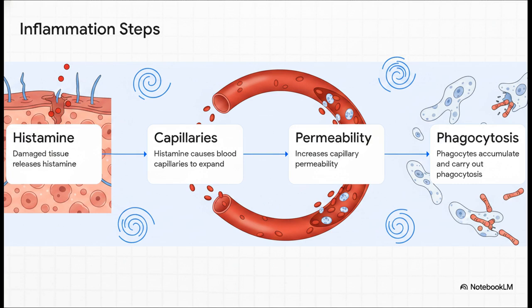Step 2, this histamine causes the local blood capillaries to expand, bringing way more blood to the area. That's why it gets red and hot. Step 3, histamine also increases the permeability of those capillaries, essentially making them leaky. And finally, step 4, because they are leaky, phagocytes and clotting factors can escape the blood, accumulate in the infected area, and carry out phagocytosis to destroy the bacteria.